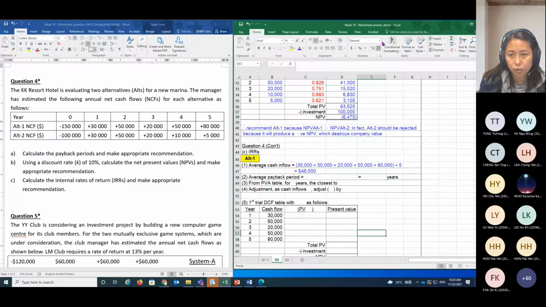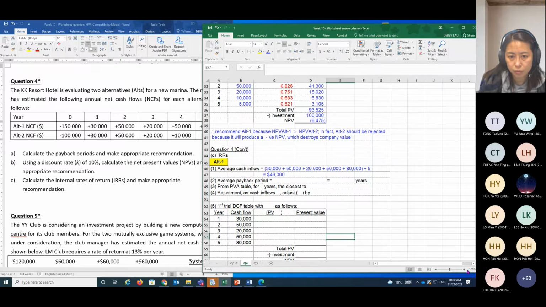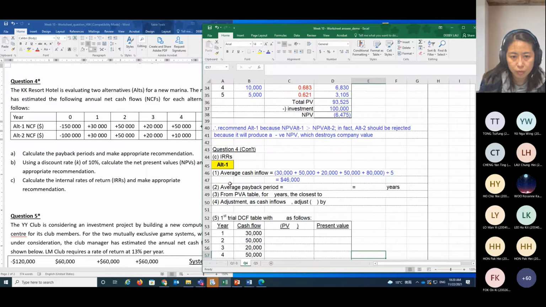And step 2, you have to find the average payback, which is the investment cost divided by the answer of step 1. So 150,000 divided by 46,000, and then you can find 3.261.